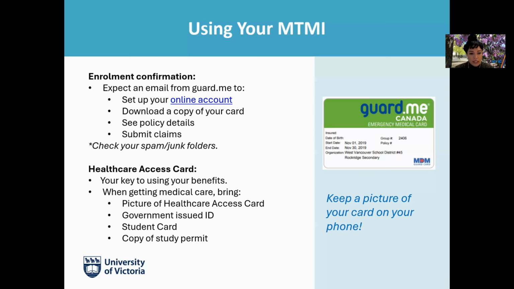What that means is that you will present this information at the time of getting medical care. It's also suggested that if you do pursue medical care, whether it's at the emergency room or seeing a doctor, you, in addition to your healthcare access card, also bring government issued ID, your UVic 1 card, and a copy of your study permit, just so that the medical practitioners can ascertain your identity.